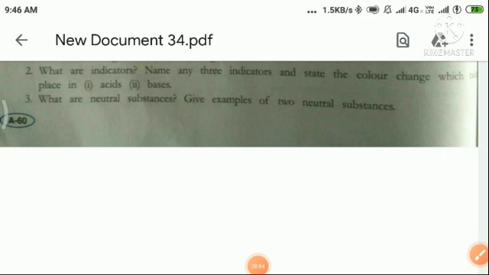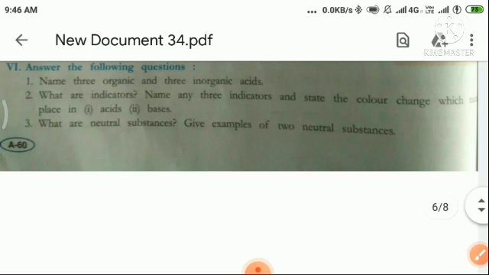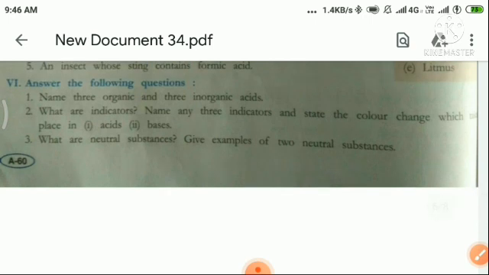So examples of neutral substances, one is distilled water. The other is a very common example, that is salt. The salt we use in the kitchen, because salt is produced when an acid reacts with a base. So that is a product of a neutralization reaction. That means salts are neither acidic nor basic, so salts are neutral.